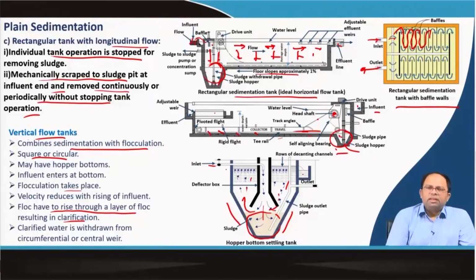This prevents further passage, so the water has to rise through a layer of floc, and more clarification happens because it has to push through that existing layer of floc. Clarified water is withdrawn from the circumferential or the central weir. So, from either the circumferential weir or a central weir, we can remove this water. That means the outlet could also be at the center. It depends on how you design this particular system.